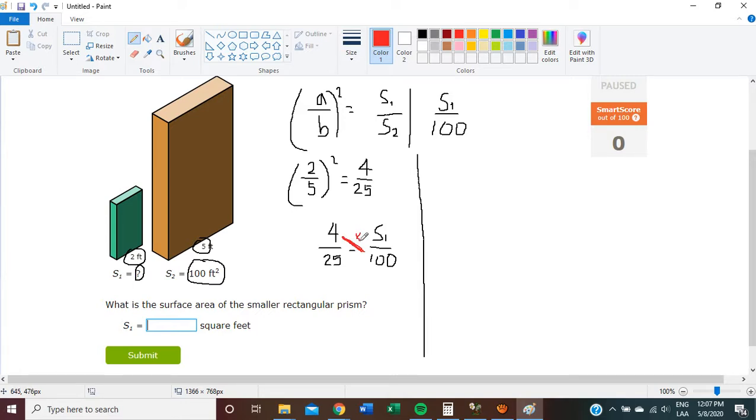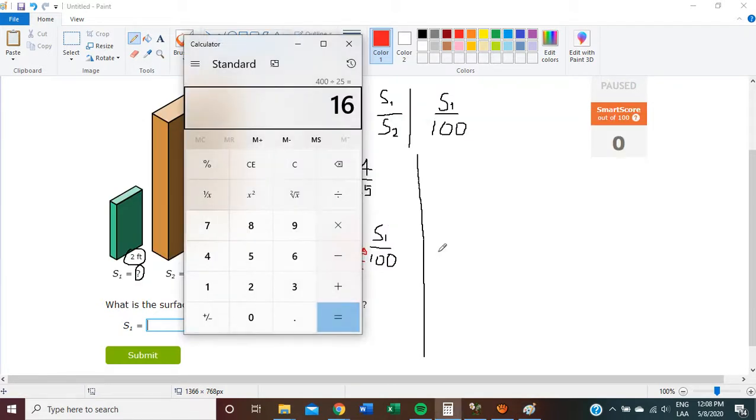For example, let's say that you multiply 4 times 100, this is a multiplication symbol, and then you divide, let me put an arrow right here, by the other number. This is a division. Let me get the calculator.